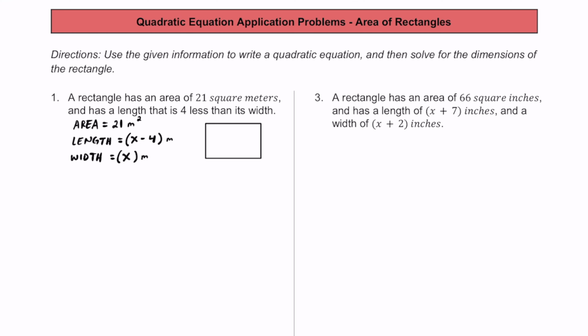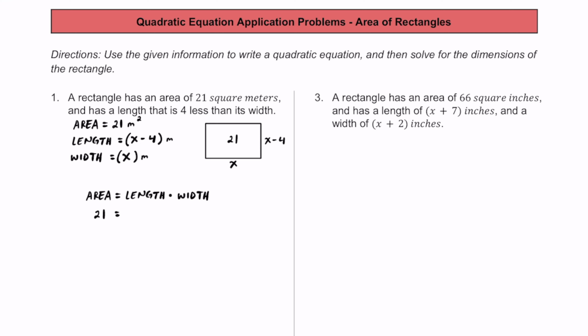Drawing a quick sketch here, we know the area is 21. The width is going to be x, and the length is going to be x minus 4, so that's going to be the shorter side. Remember, to find the area of a rectangle, we have to multiply the length and the width together. So the area here is going to be 21.